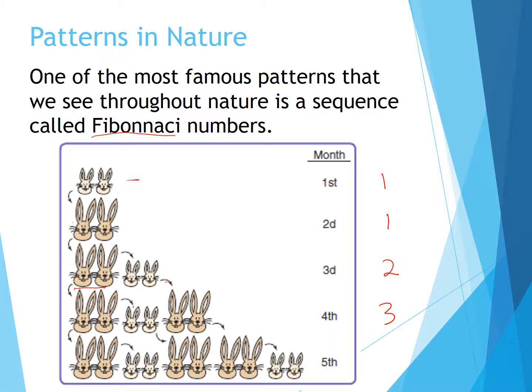Now rabbits live for a while, so that same adult pair of rabbits is having a pair of babies. This pair of rabbits has grown up. This pair of rabbits has had a pair of rabbits. So now we have 5 pairs.